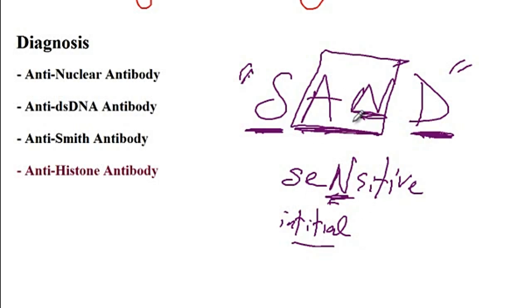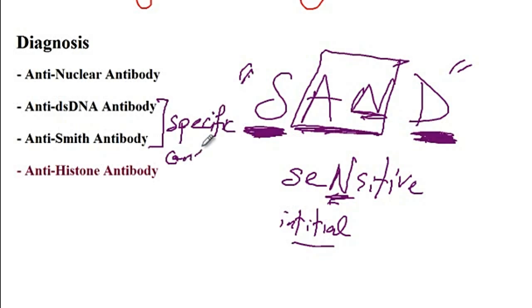However, this is not very specific, and the anti-nuclear antibody can be present in other autoimmune disorders, like for instance scleroderma, polymyositis, or Sjogren disease. So therefore, if a patient is positive for anti-nuclear, then you will have to confirm the diagnosis of SLE by checking for anti-Smith and anti-double-stranded DNA. These are the specific lab tests that can be used to confirm the diagnosis of SLE, while anti-nuclear is a sensitive test that is used as an initial screening test.